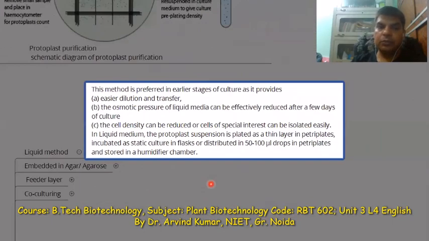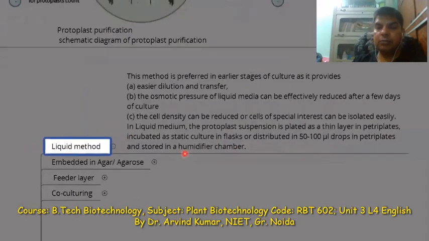Liquid method. The important feature of this particular method is that it provides easier dilution and transfer of the protoplasts. The osmotic pressure of the liquid medium can be effectively reduced after a few days of culture. The cell density can be reduced, or cells of special interest can be isolated easily in liquid medium. The protoplast suspension is plated as a thin layer in Petri plates, incubated as static culture in flasks, or distributed in 50 to 100 microliter drops in Petri plates and stored in humidified chambers. So it is one of the simplest methods we can use to culture the isolated protoplast cells.